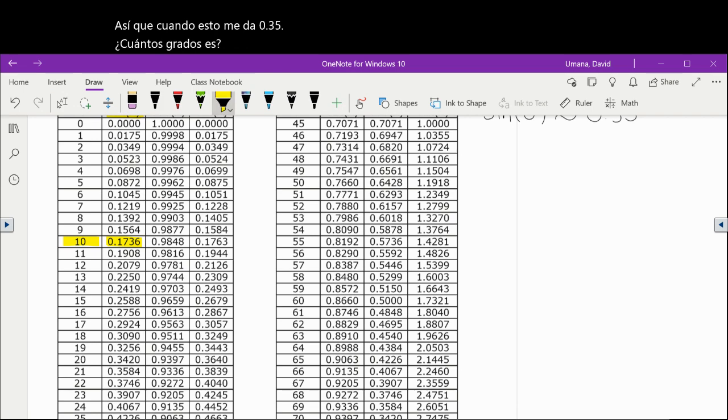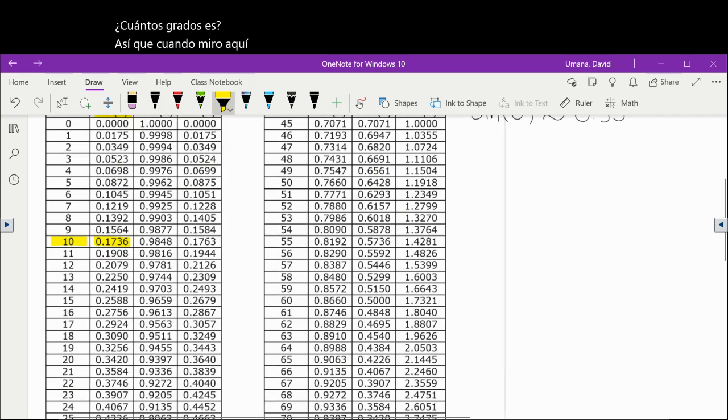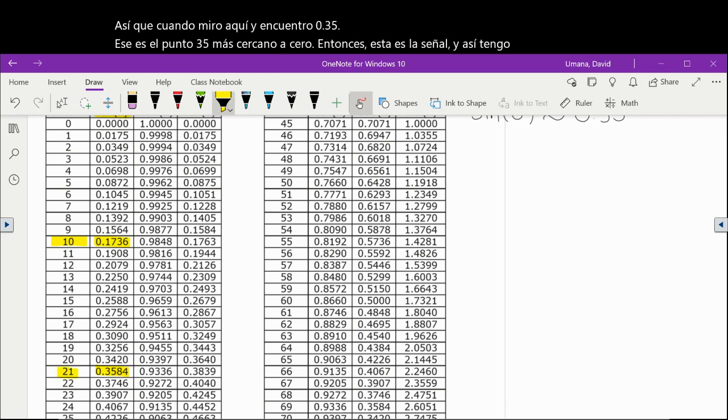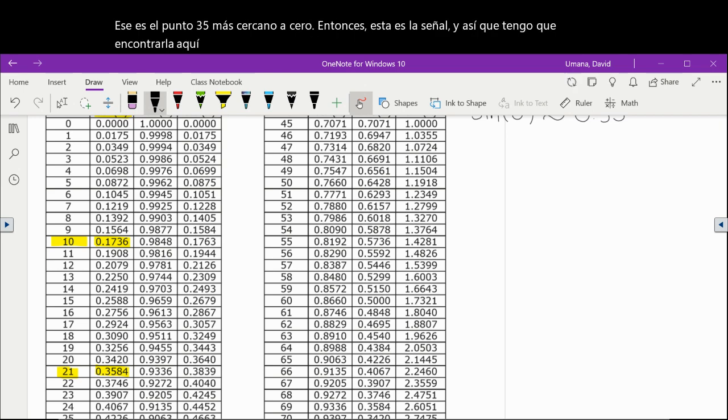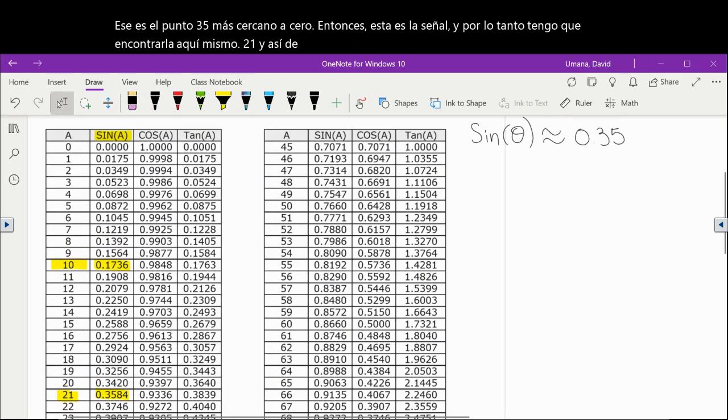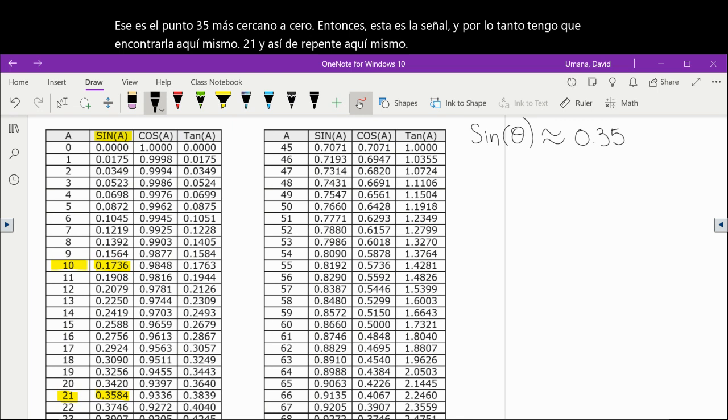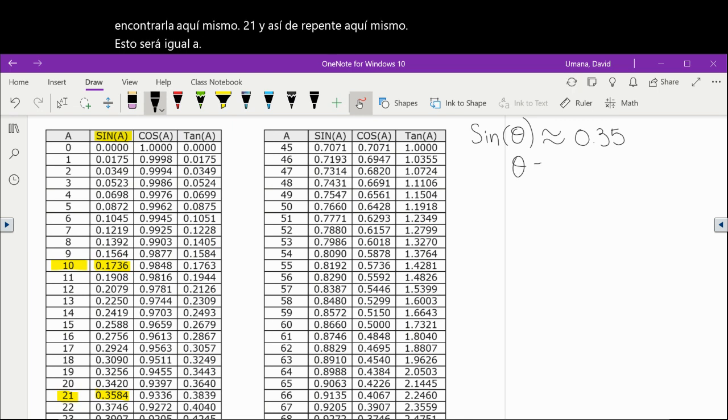So when I look here and I find 0.35, that's the closest one to 0.35. So then this is the sine, and so I have to find it right here, 21. And so all of a sudden right here, this will be equal to 21 degrees. That's the one that is closest to 0.35.